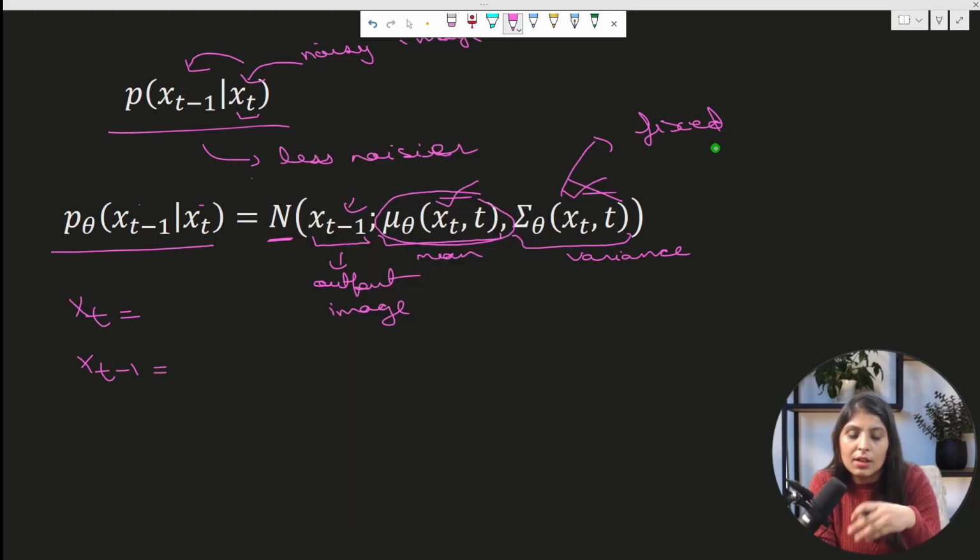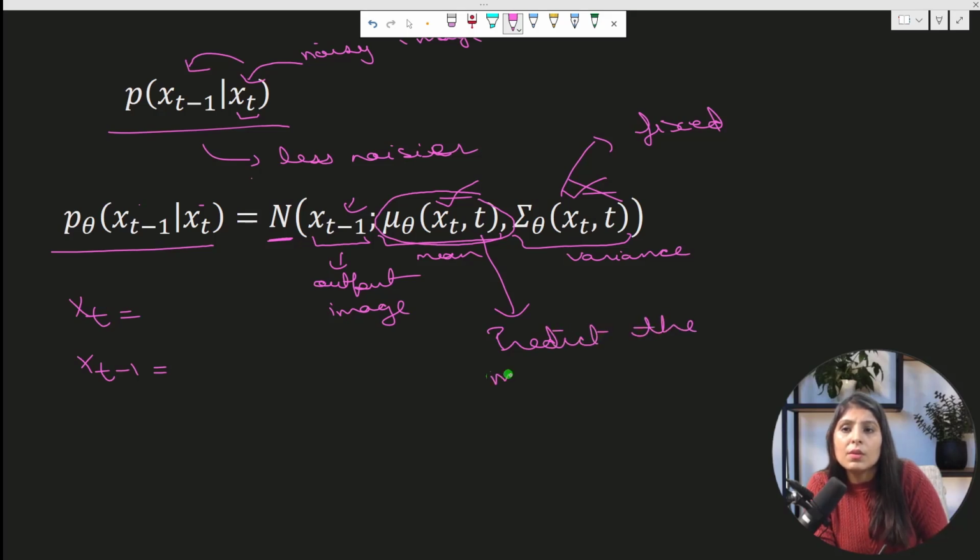We will discuss it in some time. There is a value of variance. We will take that value of variance, right? And for this part, our model will predict the value mean. We will train a neural network. That neural network will give us the value of mean for each time step, right? Then on the basis of this mean value and the variance value, we will get the less noisier image. So this is the overall idea.